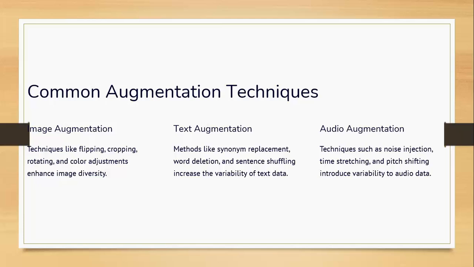How do we augment text? By synonym replacement, deletion of words and shuffling of sentences, increasing the variability of our text data. This technique we call text augmentation. In augmentation of audio, we consider injection of noise, time stretching, pitch shifting and tone of voice, introducing variability in different forms of audio data.